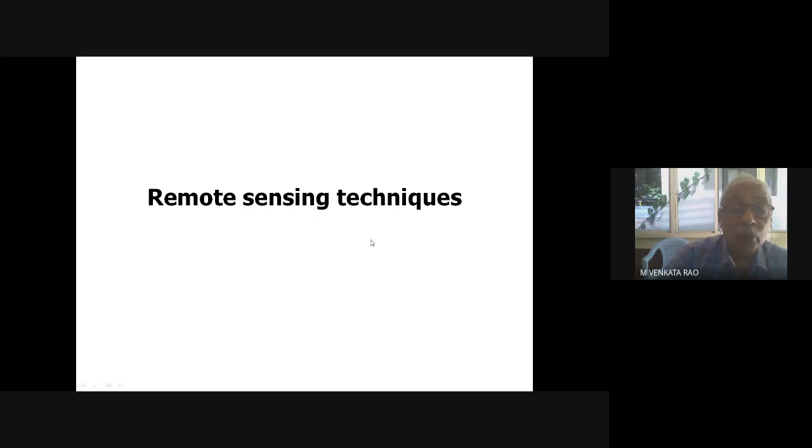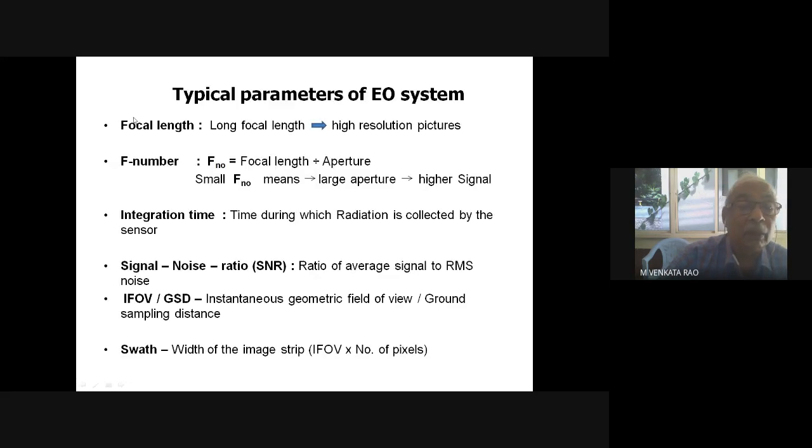Okay, so now I'll go to the techniques. As I showed, of course, the basic parameters. Before I explain, some of the parameters which we come across in the optical remote sensing technique is the focal length. As I mentioned, long focal length gives high resolution pictures.